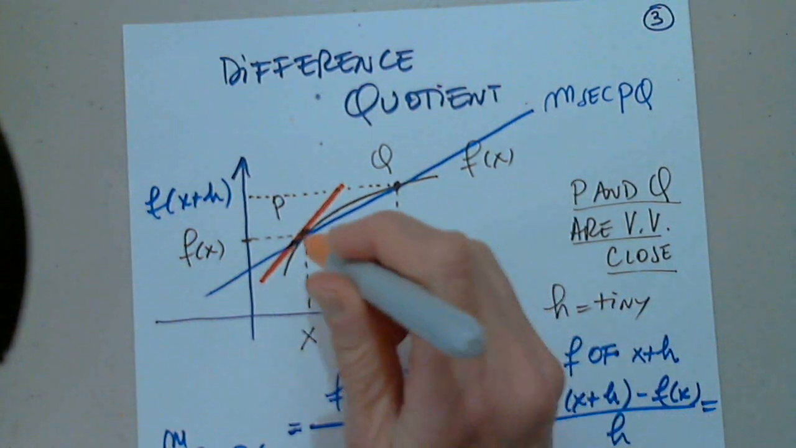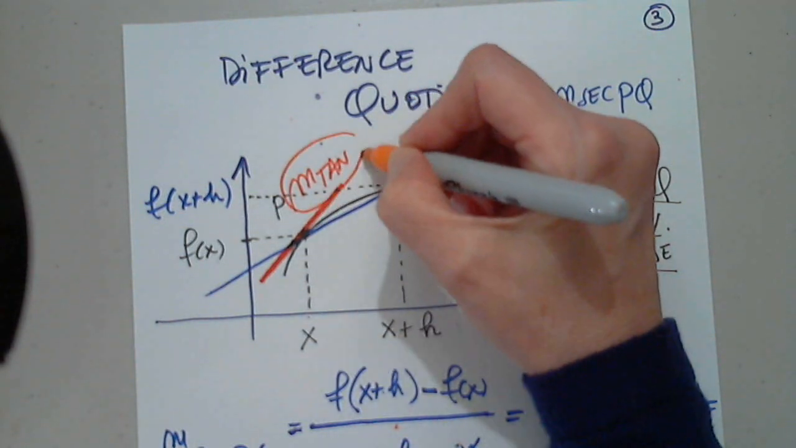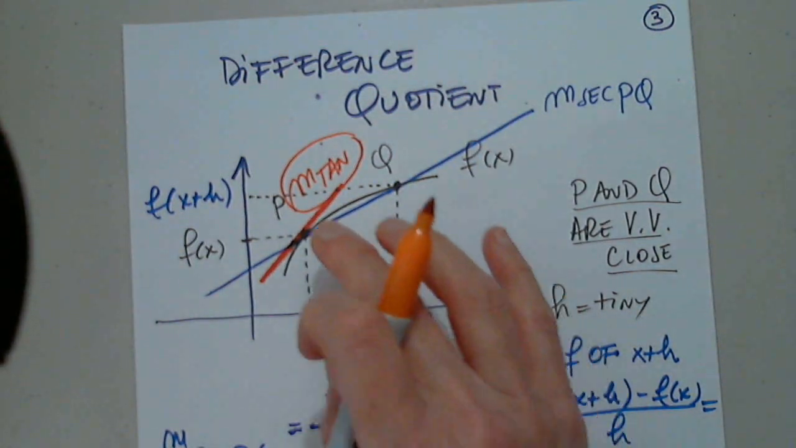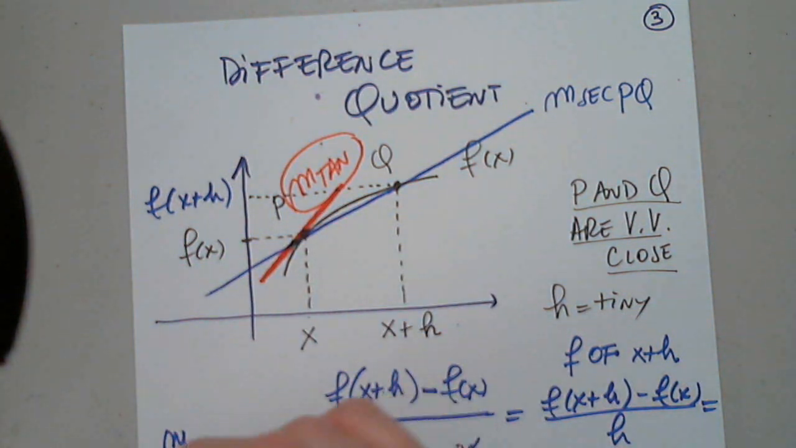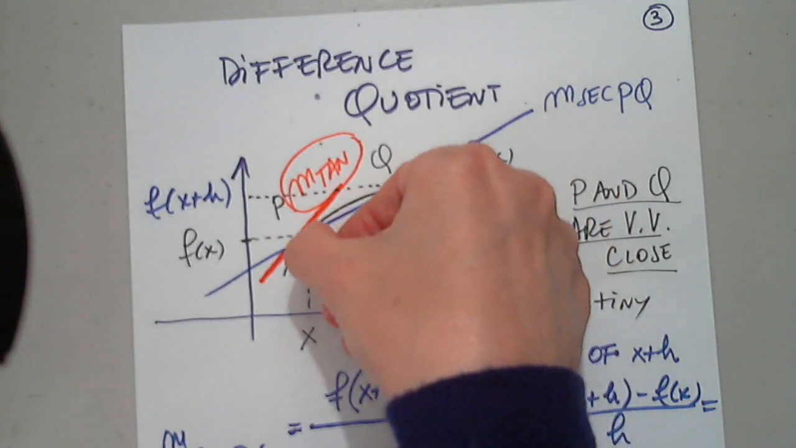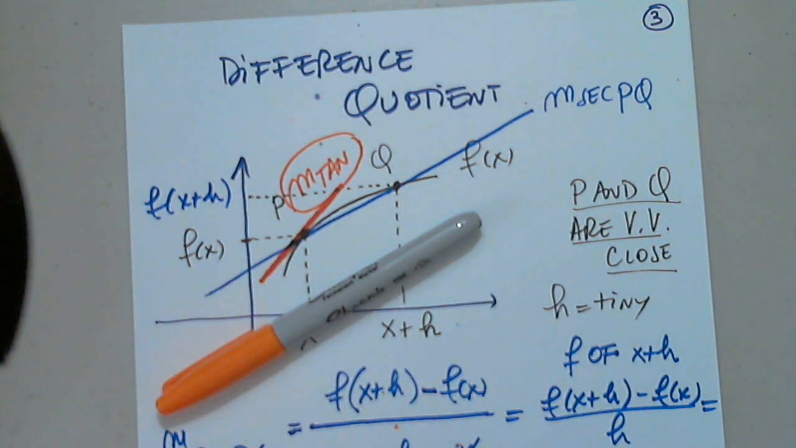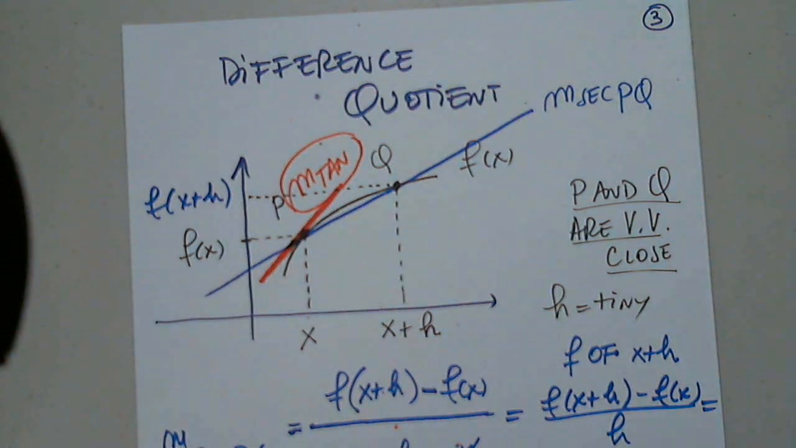This is what I want. I want the slope of the tangent. This is what I'm after. And how do I get here? By moving Q closer and closer to P. Here's what happens.